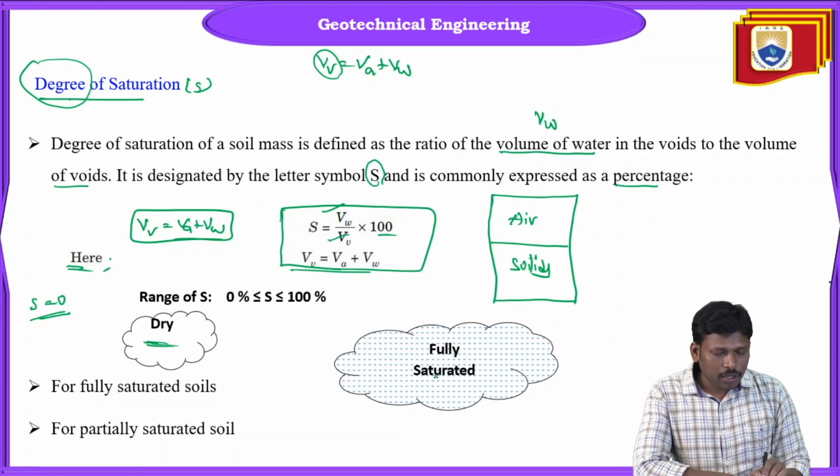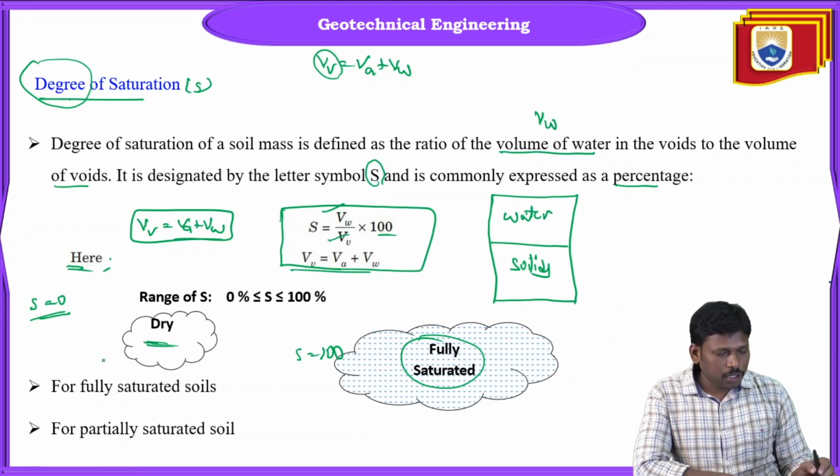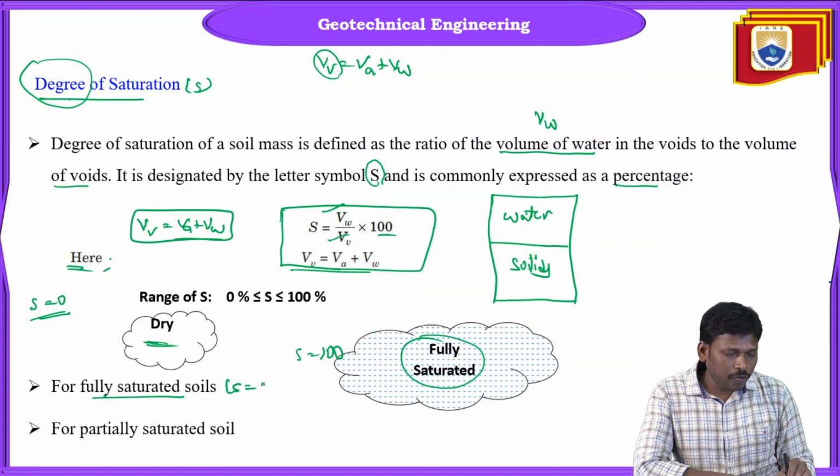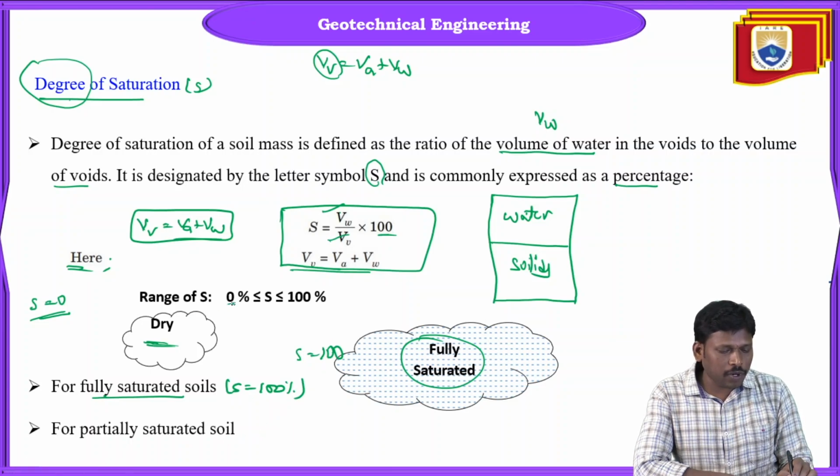The other case is fully saturated. When S is equal to 100%, again the three-phase diagram becomes two-phase, but phase one is water. So the condition one is for fully saturated, in this case S is equal to 100%. Whereas for partially saturated, S is not 0, but there is some water content present. That's why the degree of saturation ranges from 0 to 100.